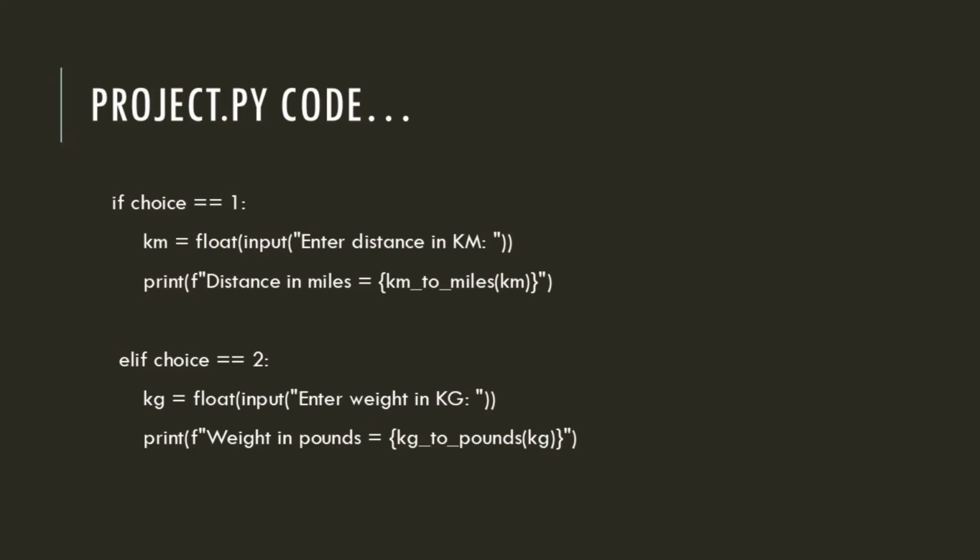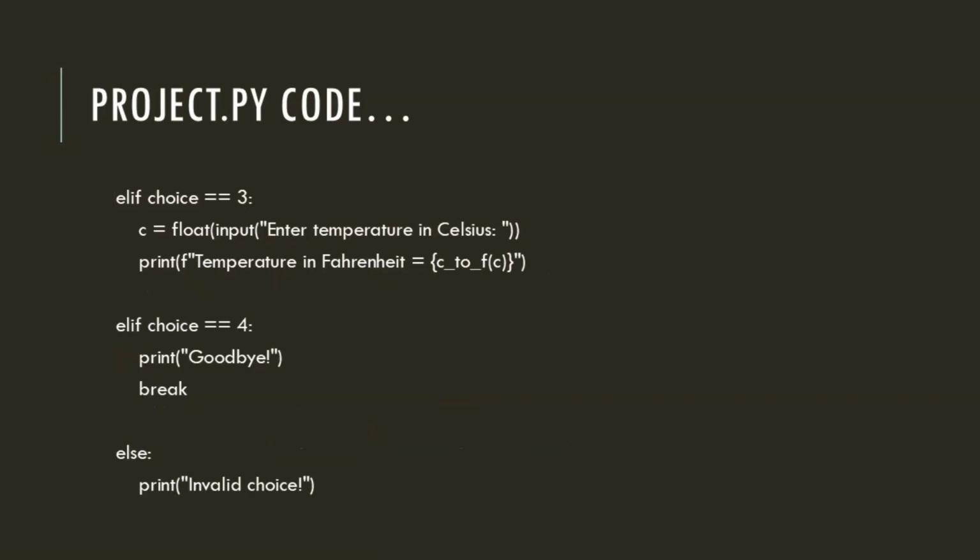If choice equals 1, the person wants to convert a kilometer value to miles: km = float(input("Enter distance in km")), print f-string distance in miles equal to km_to_miles(km). So here we are calling the km to miles function from the module. If choice equals 2: kg = float(input("Enter weight in kg")), print weight in pounds equal to kg_to_pounds(kg). If choice equals 3: c = float(input("Enter temperature in Celsius")), print f-string temperature in Fahrenheit, c_to_f(c).